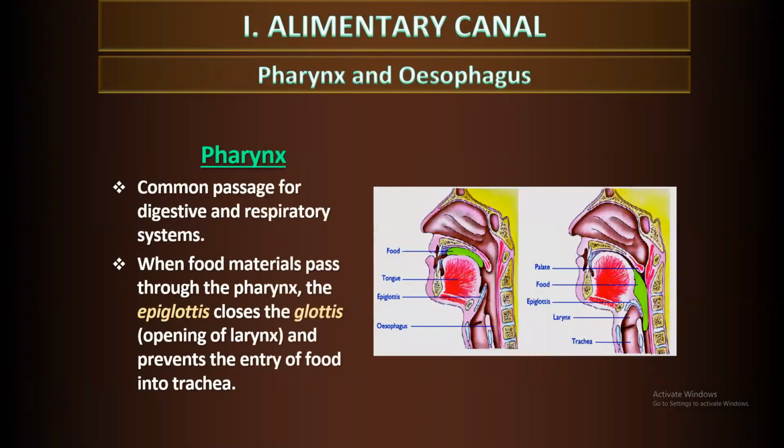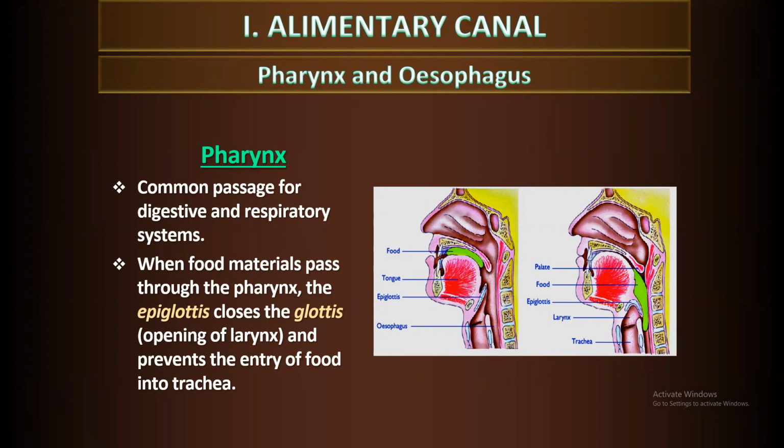Mouth followed by pharynx and oesophagus. What do you know about pharynx? Pharynx is a common passage for the digestive and respiratory systems. When the food material passes through the pharynx, the epiglottis closes the glottis.